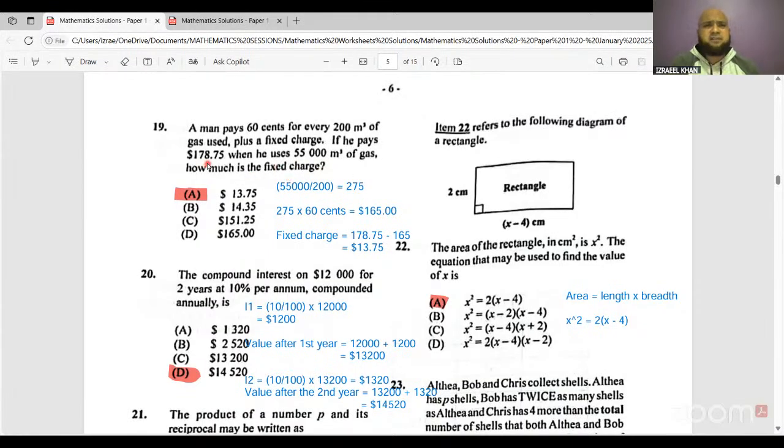If the total price of the bill is $178.75, I subtract the $165, which is the cost for using the gas, from the $178.75, and I get $13.75. This extra cost has to be what they charge us other than just the 60 cents per every 200 meter cube. Maybe there's a service charge or fixed charge, it's always incorporated in a bill. So $13.75 is your answer here, which is A.